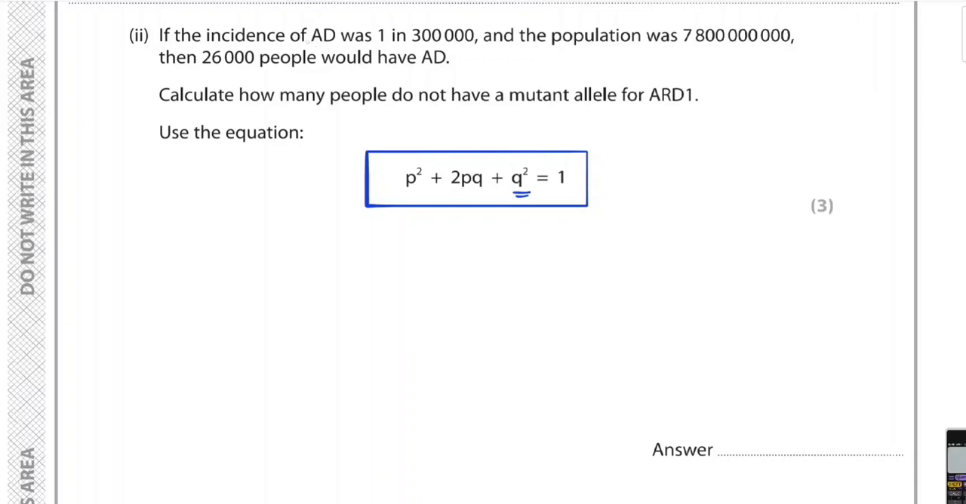We have the incidence of arginase deficiency, which is 1 in 300,000, and the total population is this large number. Then 26,000 people would have arginase deficiency. The question is asking for how many people do not have a mutant allele for ARD1. So I'm only asking for the incidence of P squared in this question.